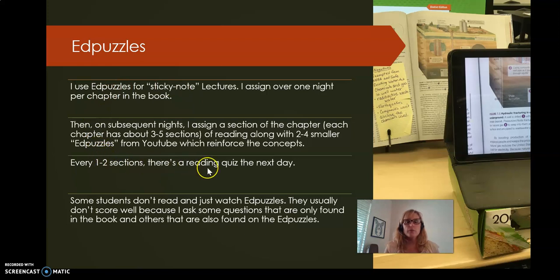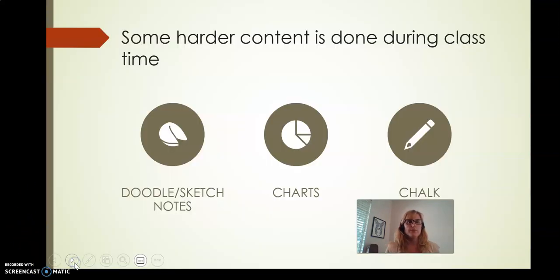Then about every 2 sections, there's a reading quiz the next day after they're assigned. Some students don't actually read and they just watch the Edpuzzles, and they don't usually score well, because about half the reading questions come from the book and about half are reinforced by the Edpuzzles, but there's not enough mini videos to really reinforce everything that's in the book, so students learn quick enough that they need to read their books. So that's how I use Edpuzzle.